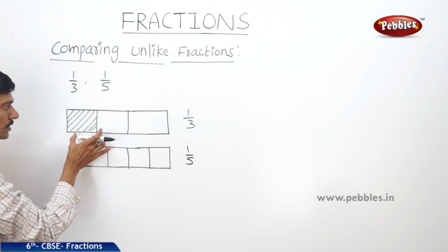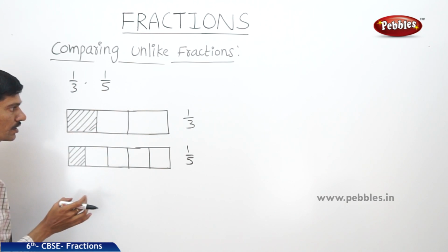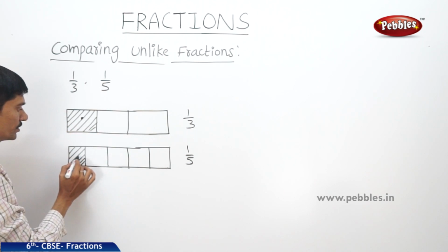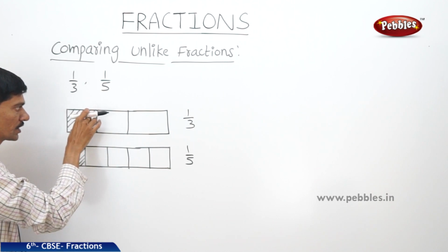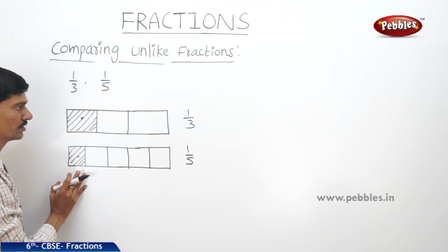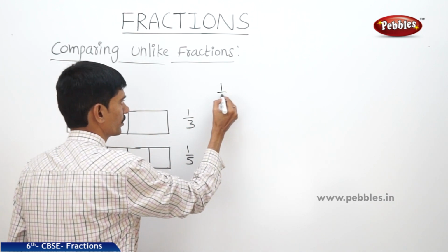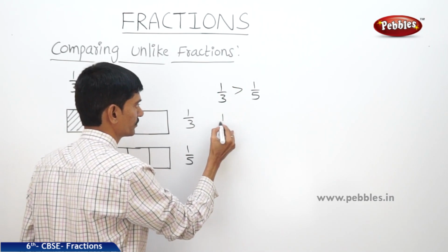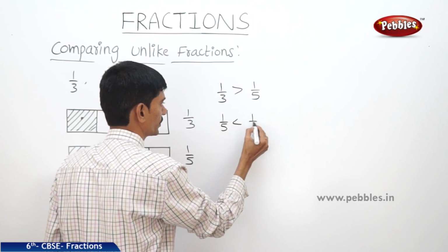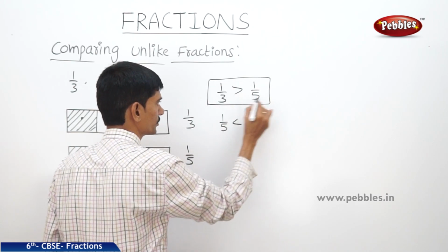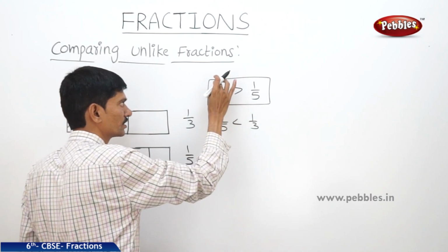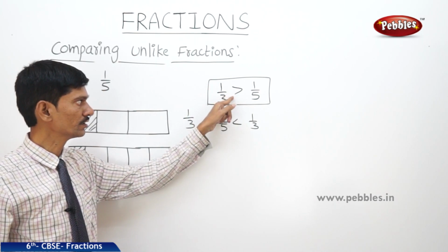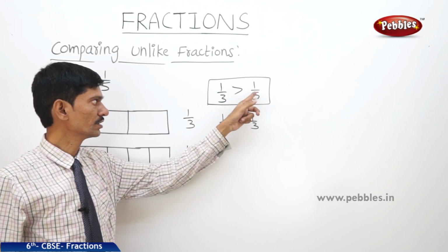Now if you compare the shaded portions in 2 rectangles, the 1/3 shaded part is more than this shaded part. So the shaded part in the first rectangle is larger than the shaded part in the second rectangle. So we can write that 1/3 is greater than 1/5. So 1/5 is less than 1/3. Now when two fractions have different denominators and they have the same numerator, then the fraction with lesser denominator is more than the fraction with larger denominator.